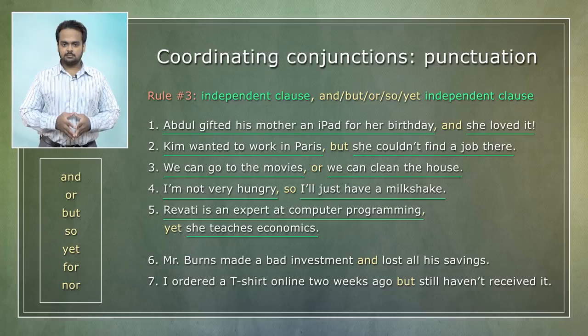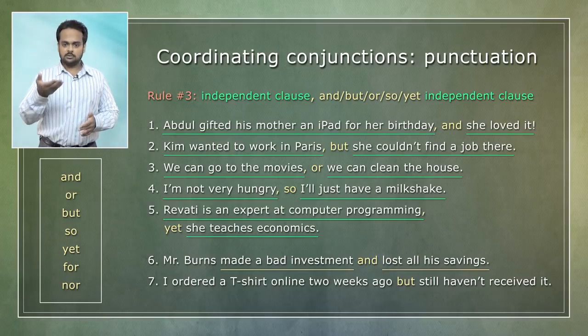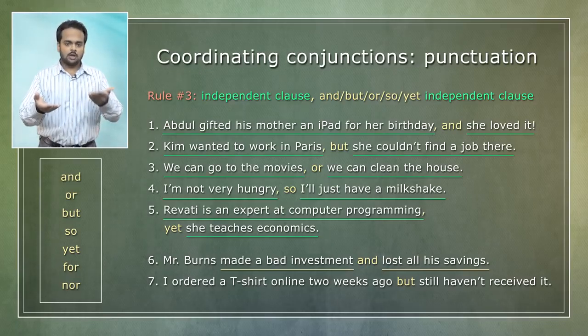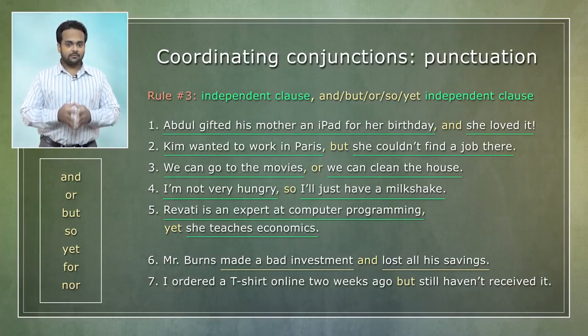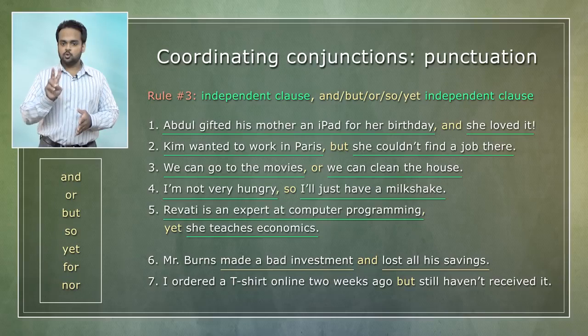In number 6, Mr. Burns is the subject, followed by 2 verb phrases. Made a bad investment is one verb phrase. Lost all his savings is another verb phrase. Remember the rule, if a conjunction only connects 2 words or phrases, no comma.